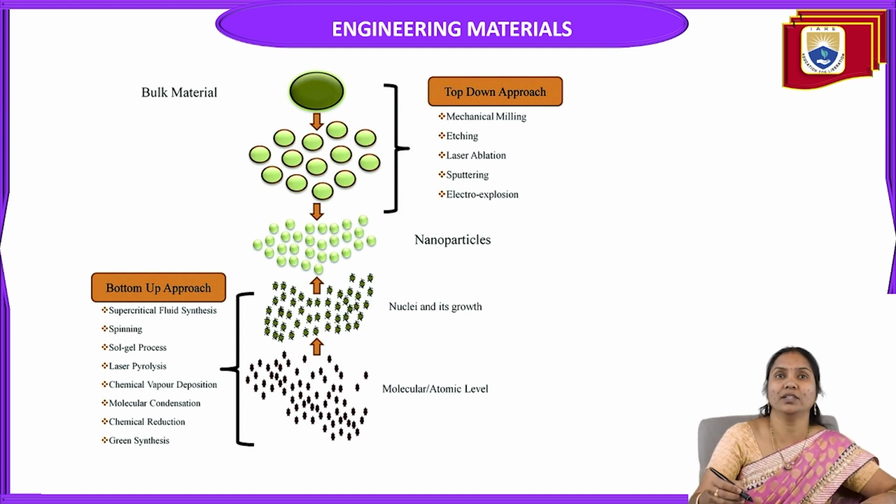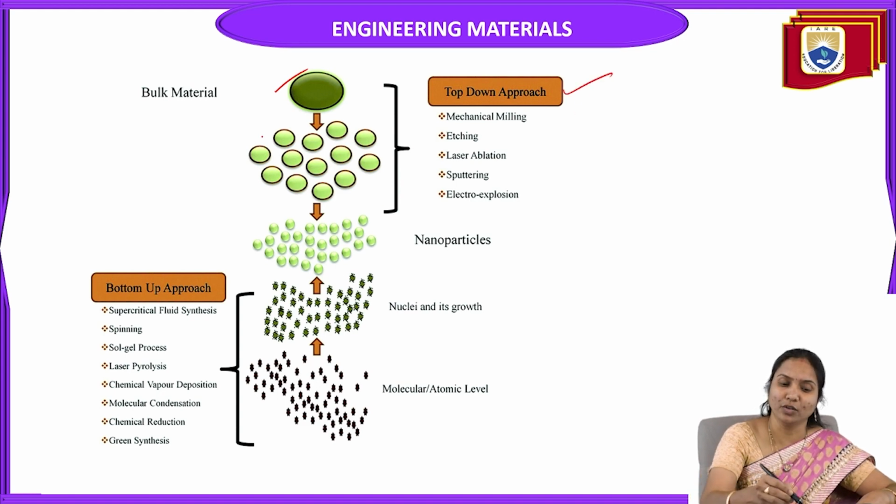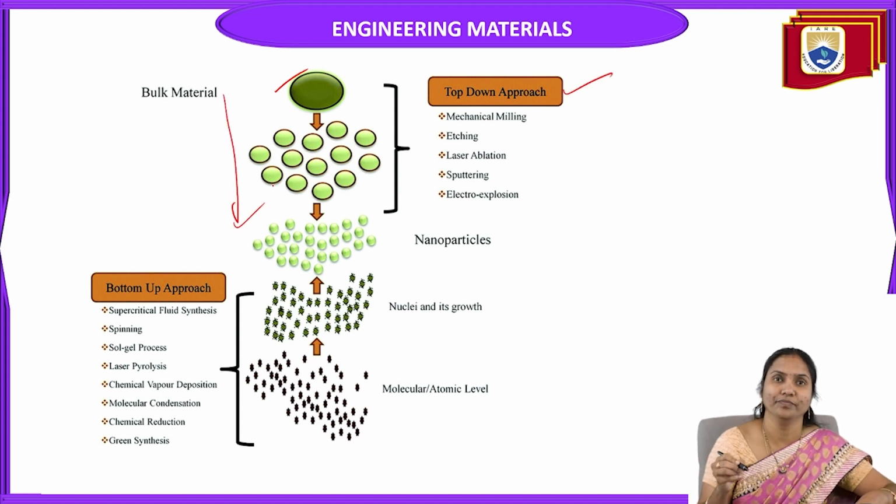So this image clearly shows the bulk material. We can synthesize in this top-down approach, bulk to small or nanoparticles. It includes mechanical milling, etching, laser ablation, sputtering, electro explosion. So these are the methods under which nanoparticles are prepared in the top-down approach. That means macro to micro, bulk material to nanoparticles.